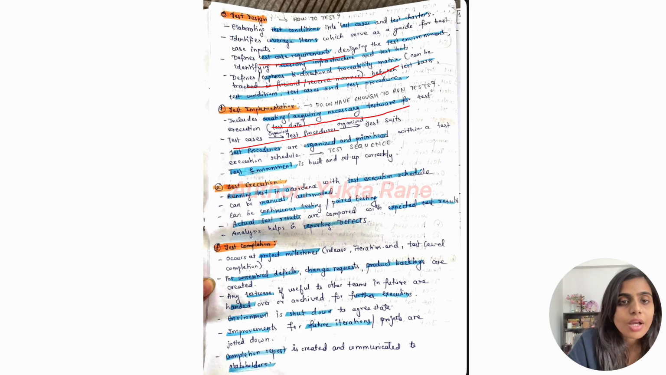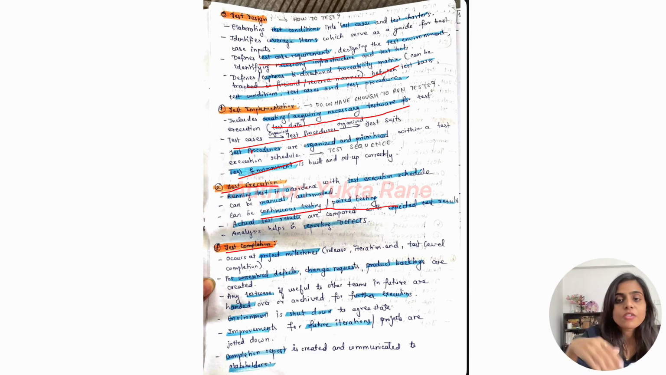Once that is done, you have to identify the priority of the test packs, and as I said, the test environment is built and set up. The next part is execution. Once that is done, you have to run the tests. Test execution can be manual or automated. It can be continuous testing or paired testing. In test execution itself, at the end, actual results are analyzed and compared with expected results. Now here you will find defects.